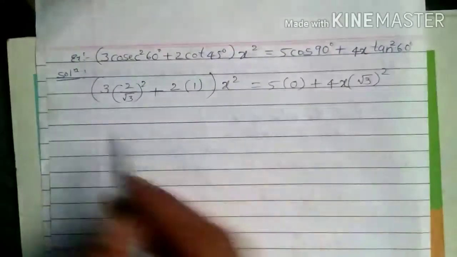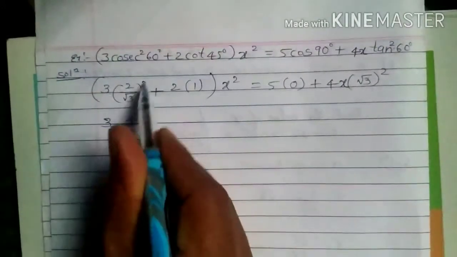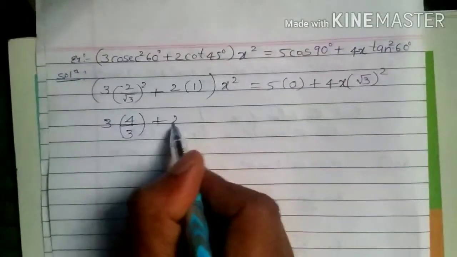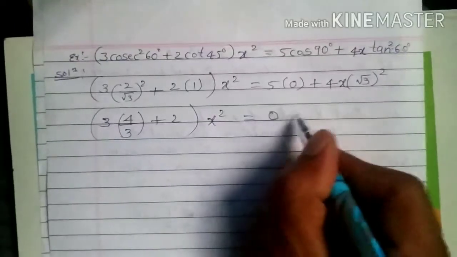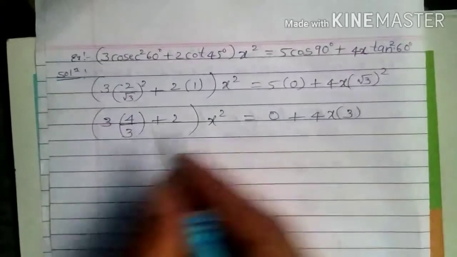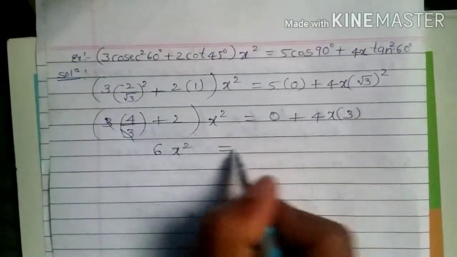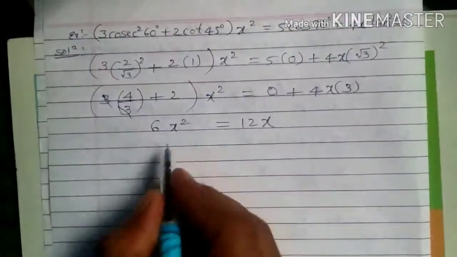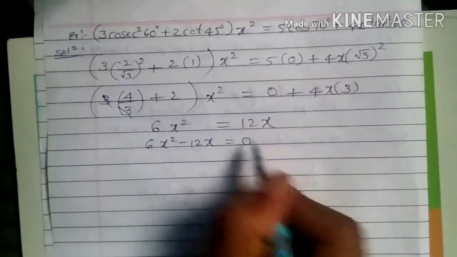so square is given. So 3 into 2 square 4 divided by root 3 square is 3, square root and square will be cancelled, that is why, plus 2 1s are 2 into x square is equal to 5 zeros are 0 plus 4x root 3 square is 3. So you can cancel 3, 4 plus 2, 6 x square is equal to 0, leave that, 4 into 3, 12x, that is 6x square minus 12x is equal to 0.